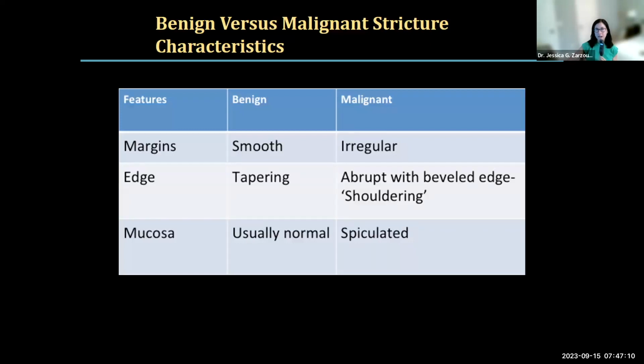As we think about benign versus malignant strictures, with benign strictures, the margins are going to be smooth, and the mucosa is normally going to be normal unless there's some type of chronic inflammation, such as peptic strictures. With malignant strictures, the margins are going to be more irregular. There's going to be these abrupt shouldered edges associated with the malignant stricture. The mucosa is going to be spiculated and irregular, often going to have associated ulcerations, particularly in the setting of adenocarcinoma.